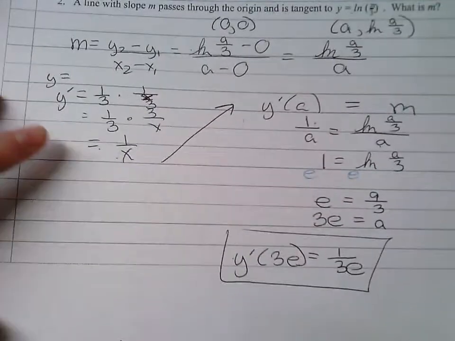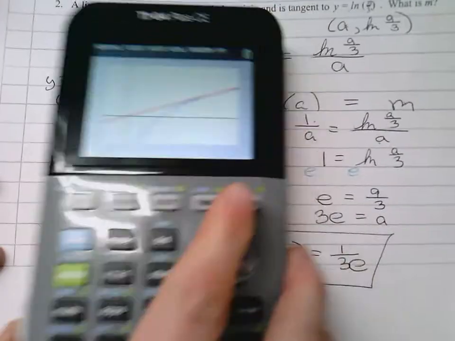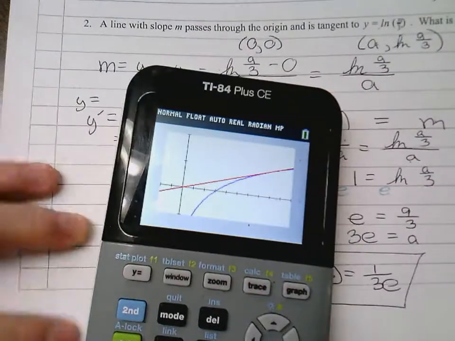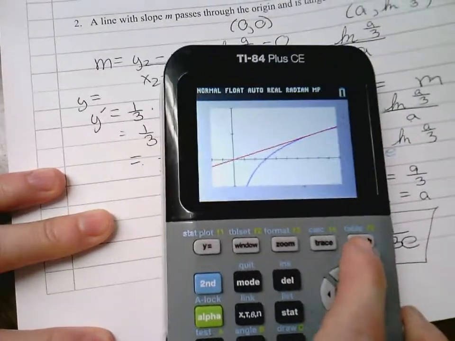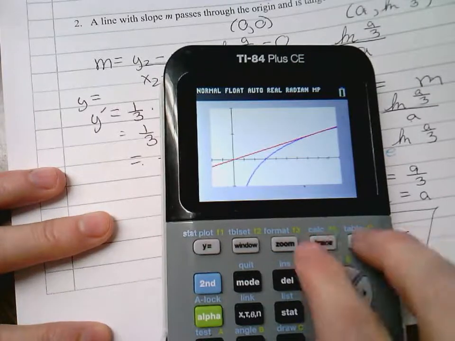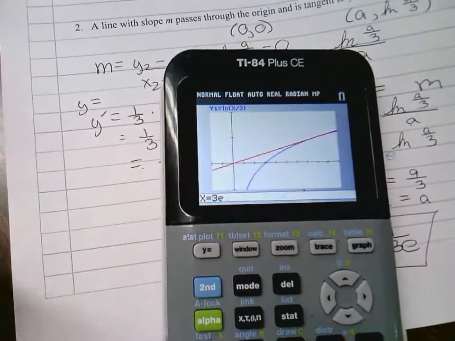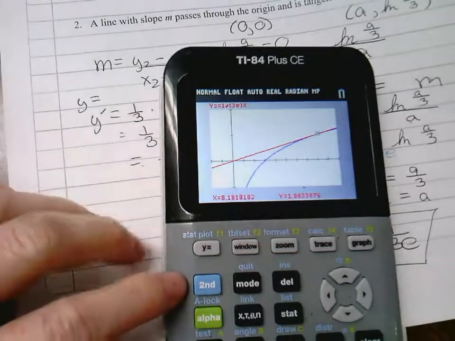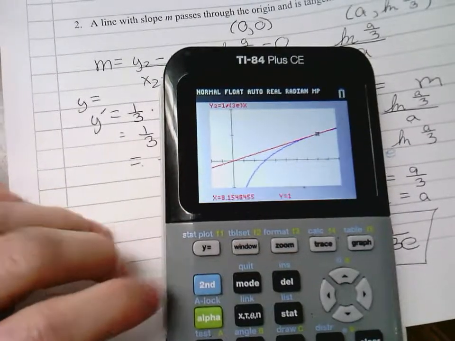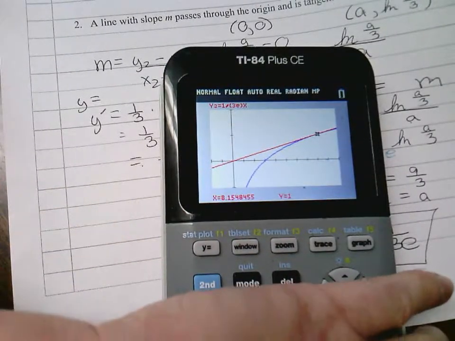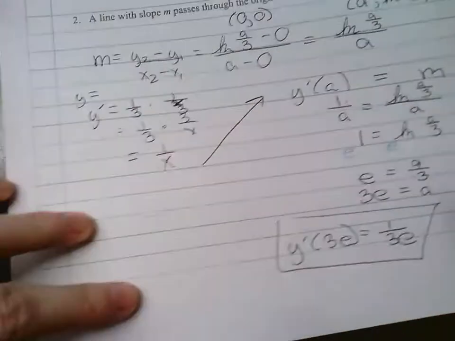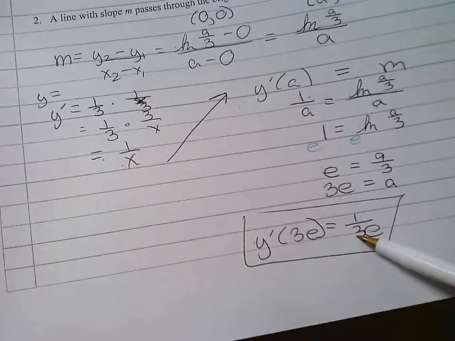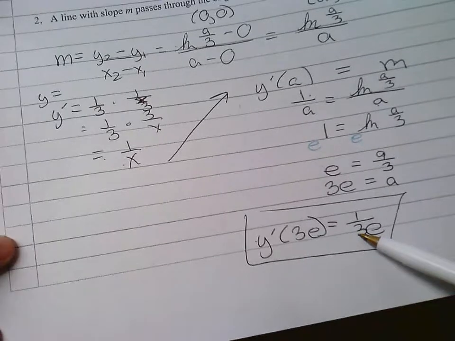So if we're looking on the graph right here, our x value that we're looking at is going to be 3e. And you're also going to see that's where they're going to have the same y values as well. So if I hit trace and I do 3e, I get that for y1, which is the blue line, and if I do it again for the red line, I'm also going to get the same thing. So the slope of the line at that graph is going to be 1 over 3e. So that is going to be the slope.